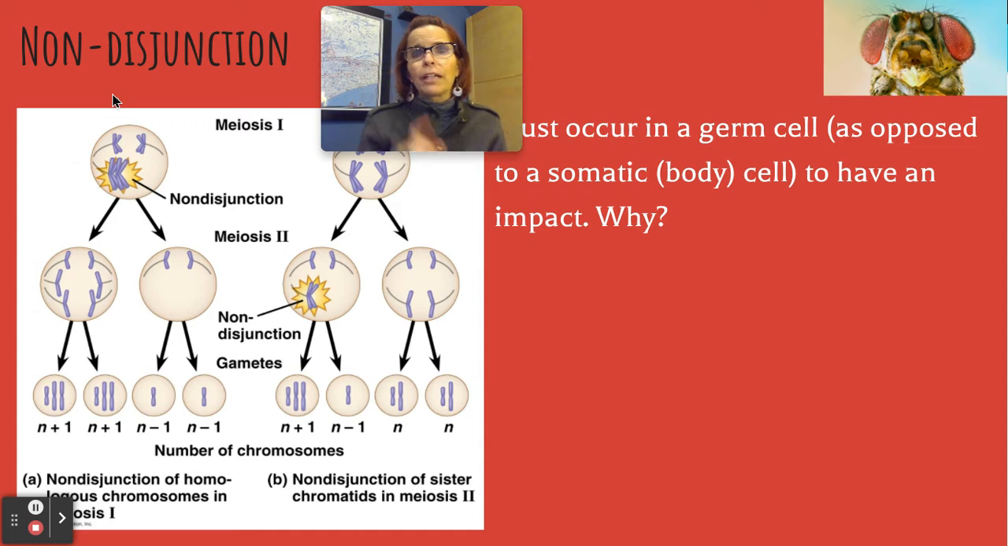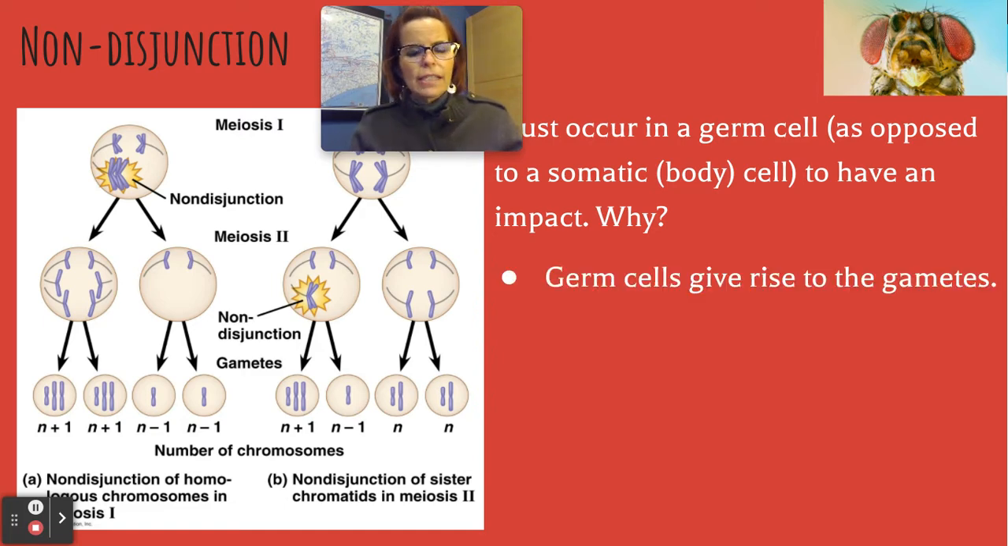To help you remember it, I always think G's. The germ cell makes the gametes. Somatic cells are the cells of your body. So this sentence says nondisjunction must occur in a germ cell as opposed to a body cell to have an impact. Why? Well, germ cells are the ones that give rise to the gametes.